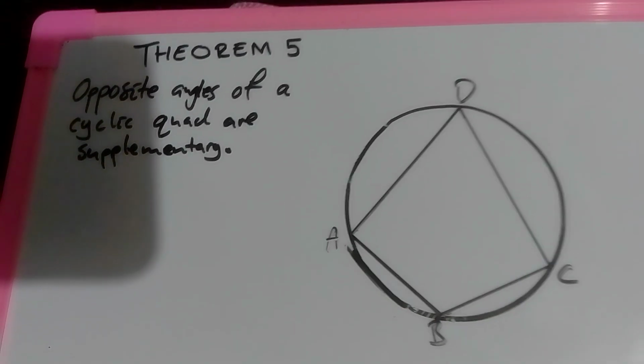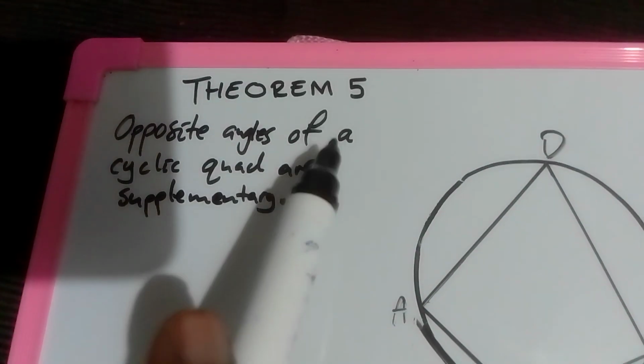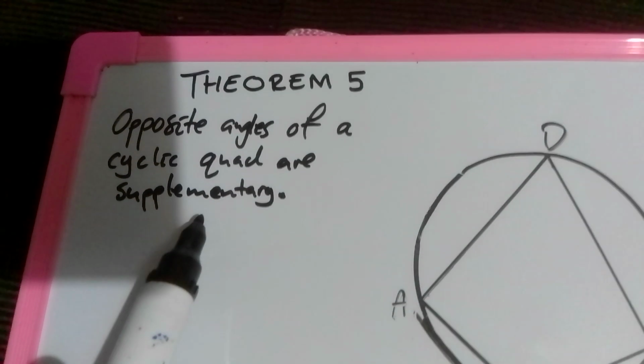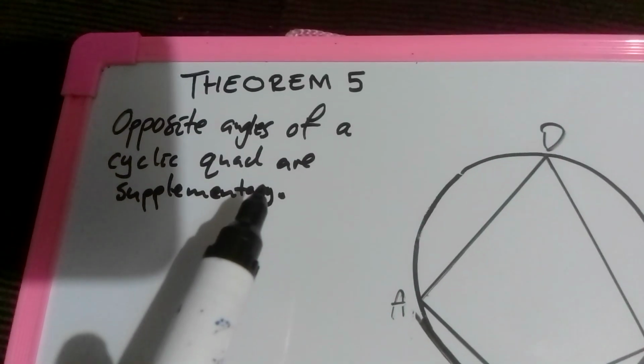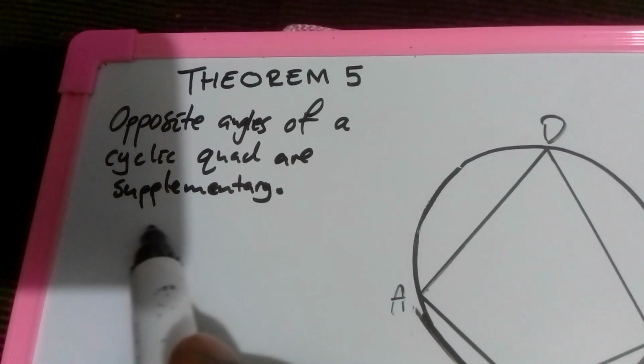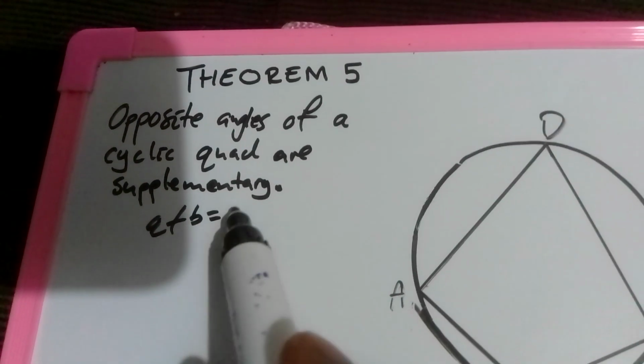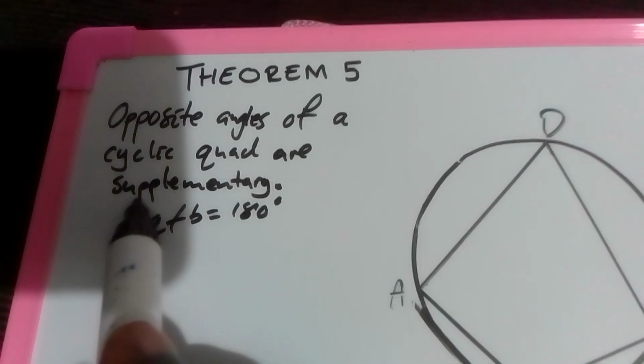Alright, in this video we're going to focus on theorem number 5. What does theorem number 5 say? It simply states that opposite angles of a cyclic quad are supplementary. And when we talk about supplementary, we're just saying that they add up to 180 degrees. If I've got angle A plus angle B, they will add up to 180 degrees. That's what supplementary means.